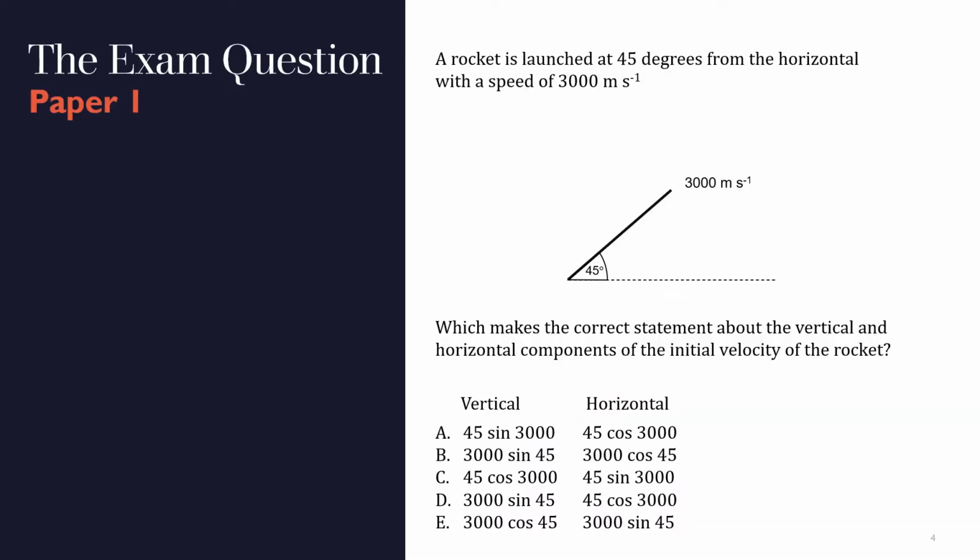So this is our second question. A rocket is launched at 45 degrees from the horizontal with a speed of 3,000 meters per second. Which statement is correct about the vertical and horizontal components of the initial velocity of the rocket? So immediately we know we're looking at angles, and probably right-angled triangles. You can tell from the options in the answers that we're definitely going to be looking at sines and cosines. So you have a sense for what the question's asking.